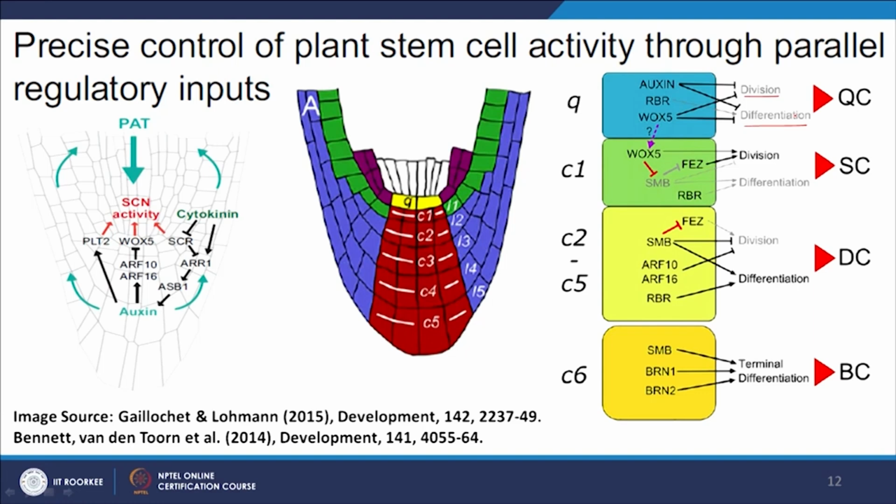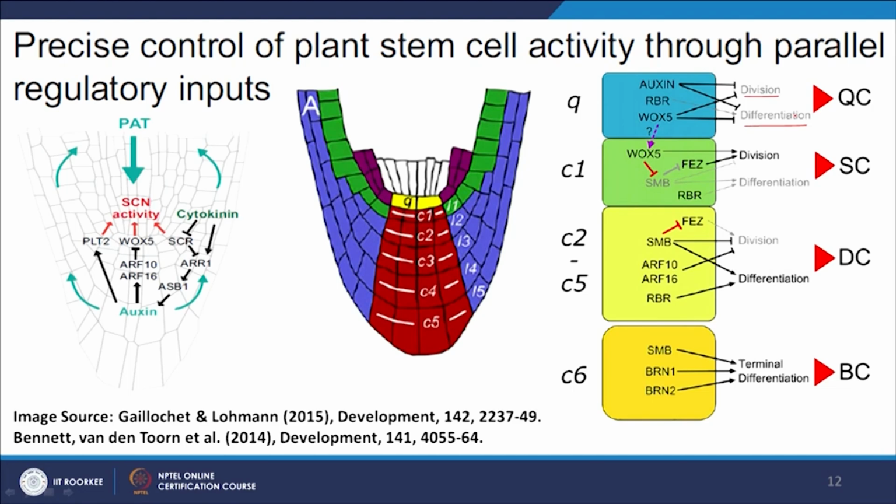But WOX5 is present. If you come one layer down, this layer is the stem cells, and stem cells have to divide. So, here division is dominating over differentiation, and WOX5 is very active, RBR is active and FEZ is active. But in the other layers, C2 to C5, ARF10, ARF16, SMB, FEZ and RBR interact and shift the transition from cell division mode to cell differentiation mode.